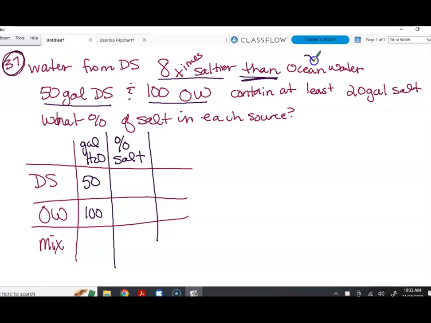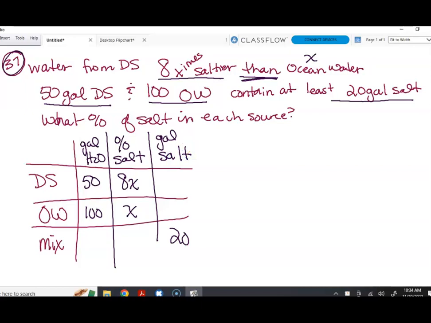All right, so the Dead Sea is 8 times saltier than ocean water, and we're using "than" to compare. So we need to make x the ocean water. Does that make sense? Because our Dead Sea is being described in terms of the ocean water. So our ocean water's percent salt is x. The Dead Sea is 8x. And then we know that they contain together at least 20 gallons of salt. Does that 20 go here in my percent column? No. Does it go in my gallons of water column? No, it goes over here because this is gallons of salt.